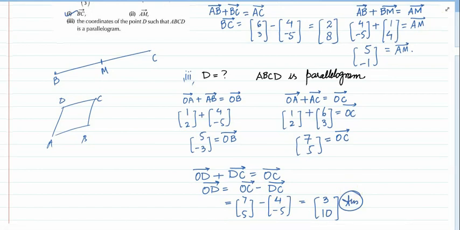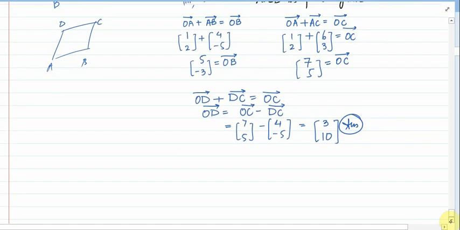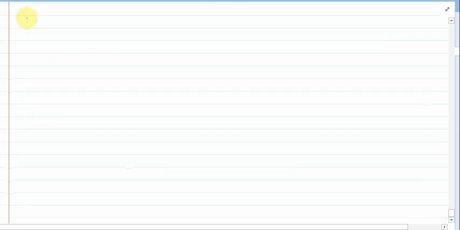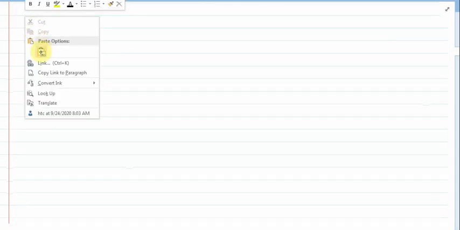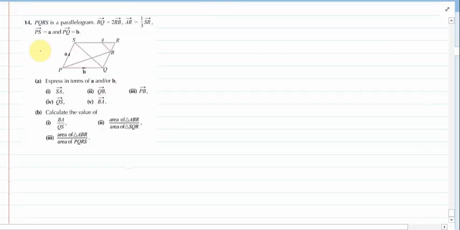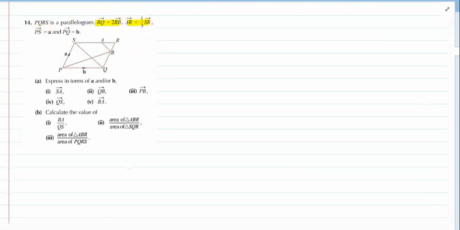Alright, clear? I hope that it is clear. Moving on to the next question, in fact. PQRS is a parallelogram. PQ is 2 times RB. AR is 1 over 3 SR. Now we know that these are the important conditions. All conditions must be used in a question. Now you have a parallelogram, that means PS and QR are equal and PQ and SR are equal.